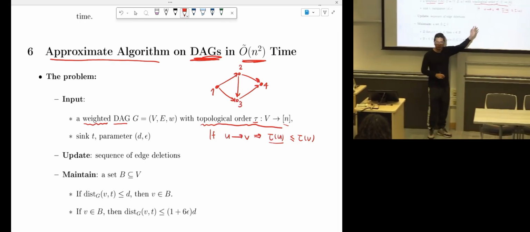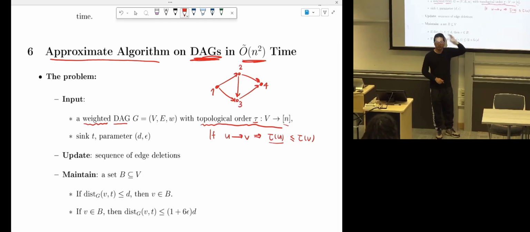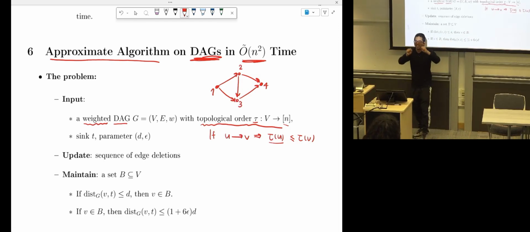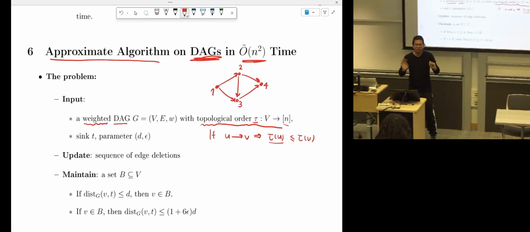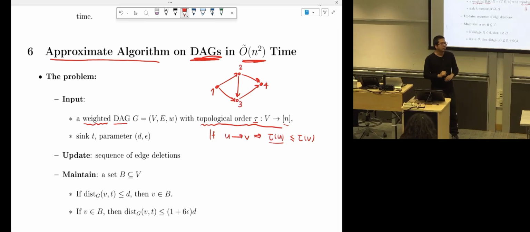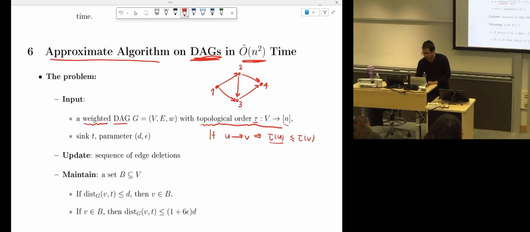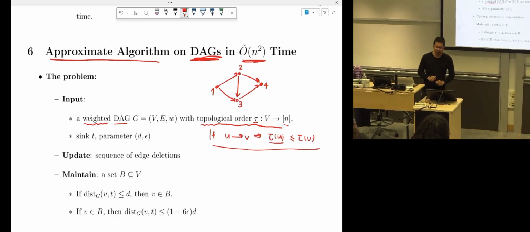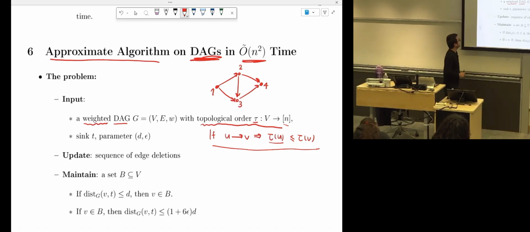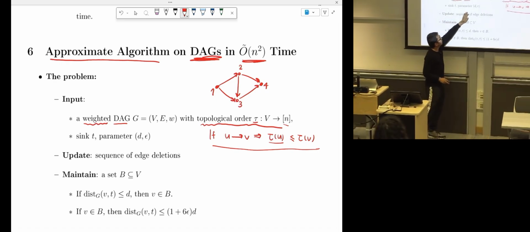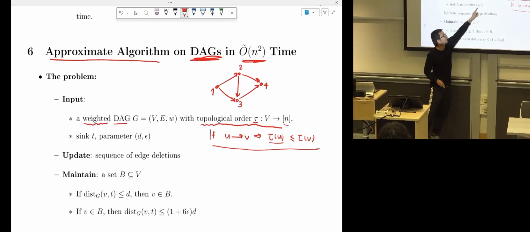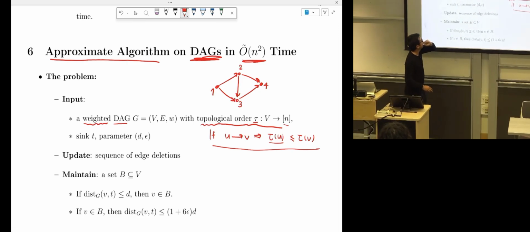Are we good with this concept, topological order? Just assign different numbers 1 to n to each node, so that this is true. And we have a sink again. We have a parameter d, the threshold d, and epsilon here.